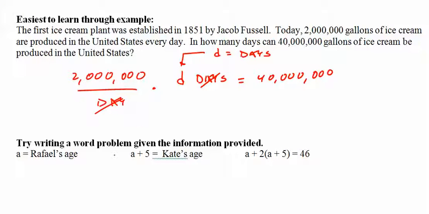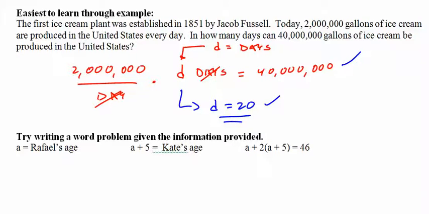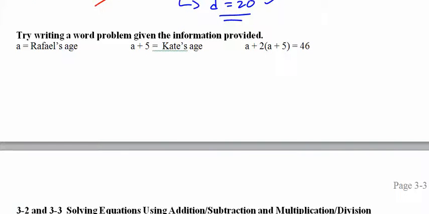So what do I multiply by 2? I can play with this for a little bit. I can solve it, which we're going to work on. But it seems to me like D is going to equal 20 days. 20 times 2 is 40 million. Looks good. So I played with it, explored it, solved it, and then checked it. Examined my answer.